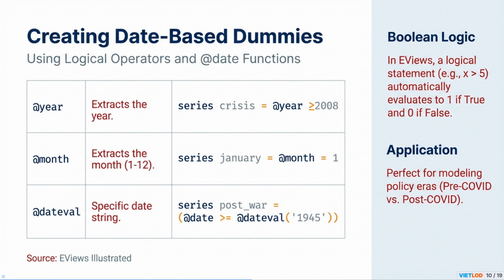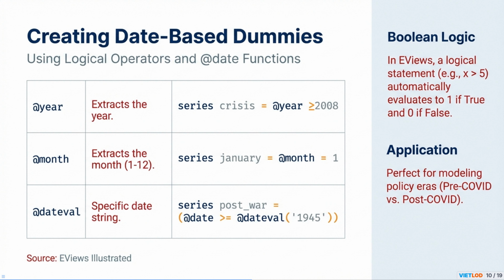EViews has built-in functions that make creating time-based dummies very easy. The @year function extracts the year from a date. Similarly, the @month function extracts the month as a number from 1 to 12. This is perfect for creating dummies for specific months, like a January effect in stock returns. For a specific date, the @dateval function converts a text string into an EViews readable date format. This allows you to create dummies for periods before or after a precise historical event.